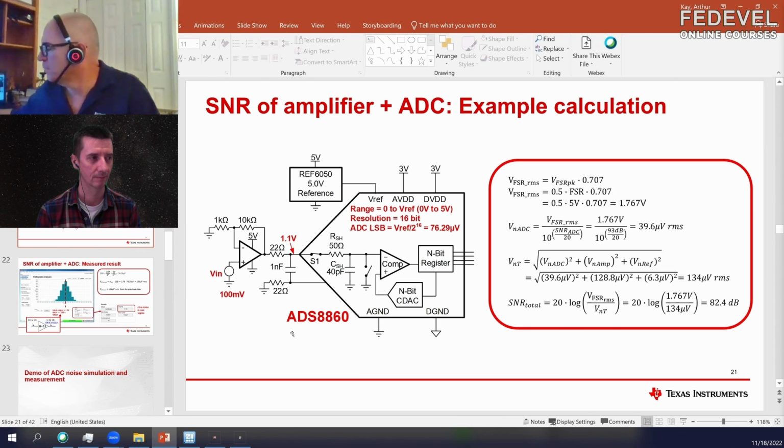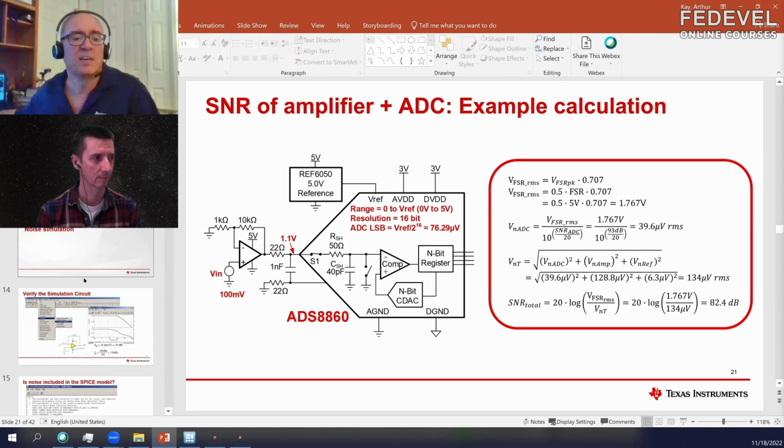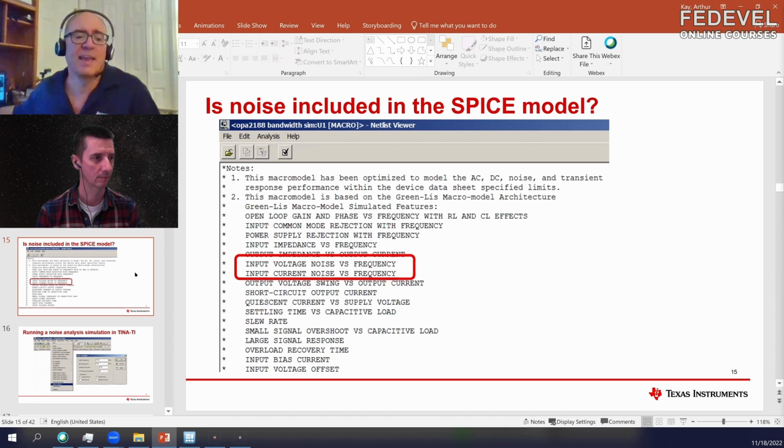And maybe that's another important point that I didn't mention. If you have a SPICE model, you can open up the model and look at it. Usually in the top header part of the model, it's going to tell you what's simulated. And in this case, the current noise and voltage noise are simulated. So you want to make sure that the model is accurate and it simulates things correctly.